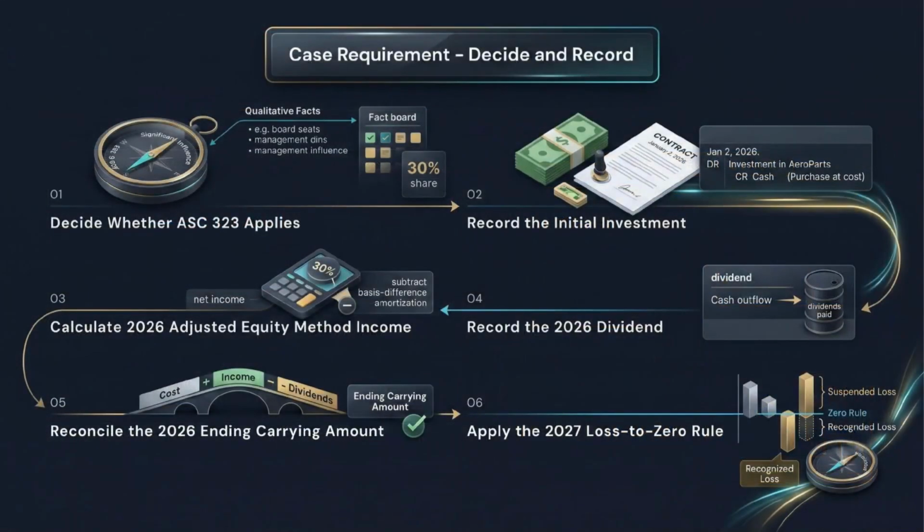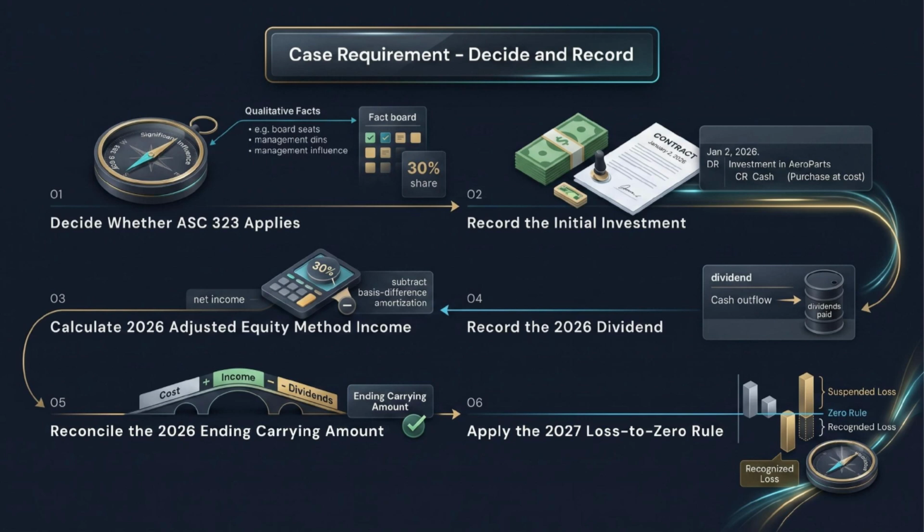The case requirements must be solved in order. First, decide whether ASC 323 applies. Second, record the initial investment. Third, calculate 2026 adjusted equity method income. Fourth, record the 2026 dividend.